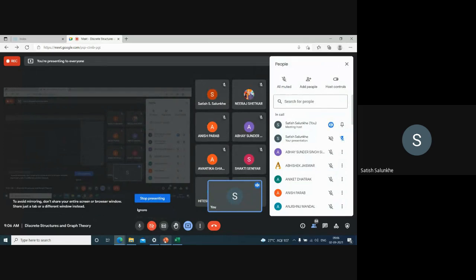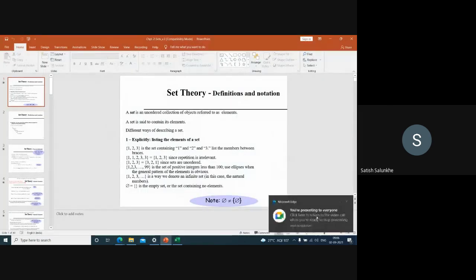Good morning to all of you. Let us start the session. In the previous session, we already completed the laws of set theory. Let us quickly recap. What are those laws?